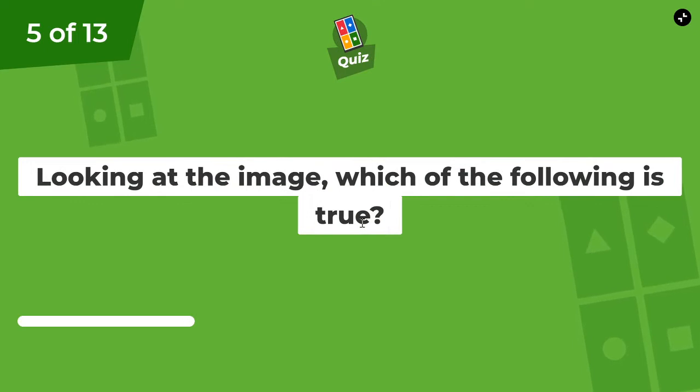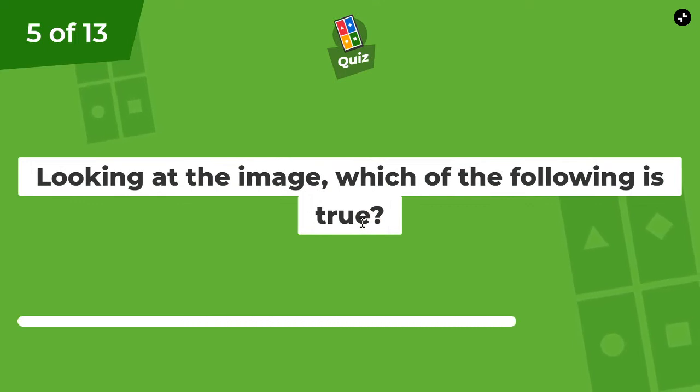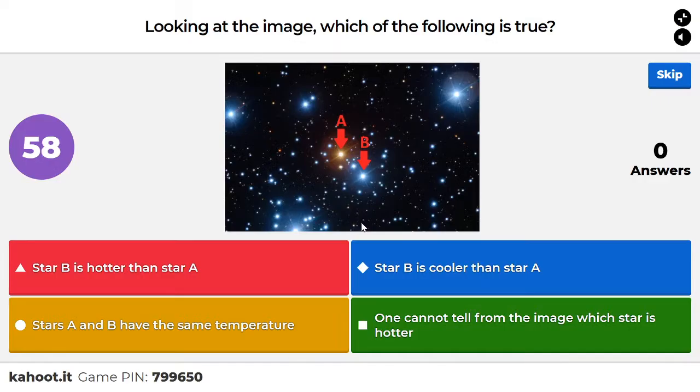Next question, looking at the image, which of the following is true? Star B is hotter than star A, star B is cooler than star A, stars A and B have the same temperature, or one can't tell from that. So I see no one's answered in advance this time. That's getting more legitimate. I'm sorry that you have to wait just listening to me talking about things. But you can look at these stars, enjoy them.